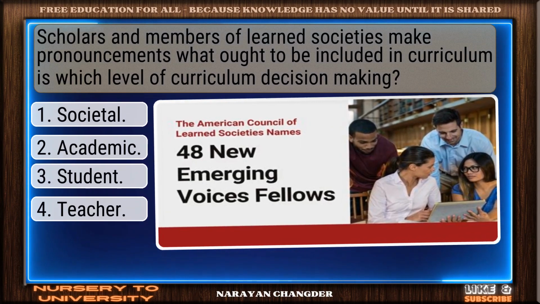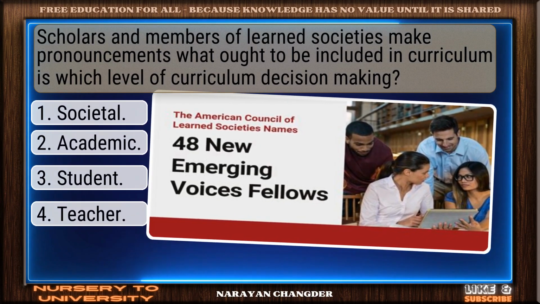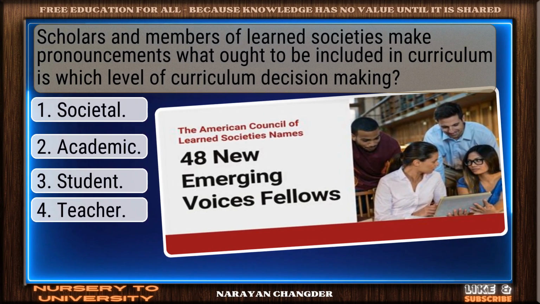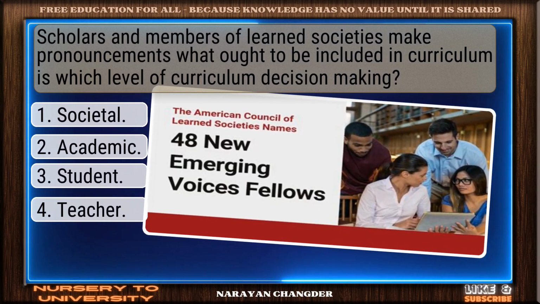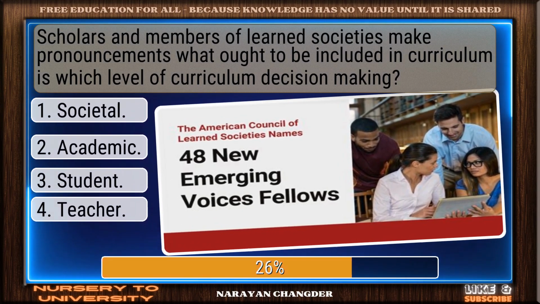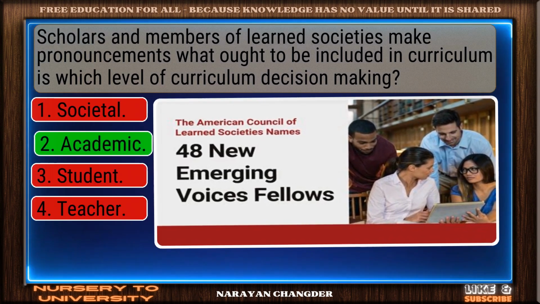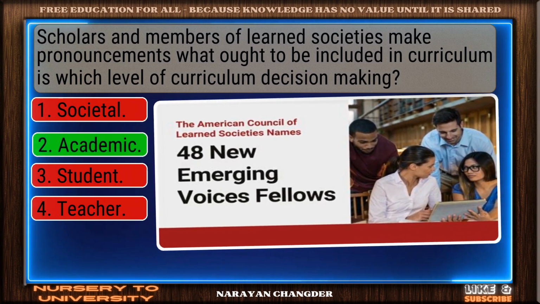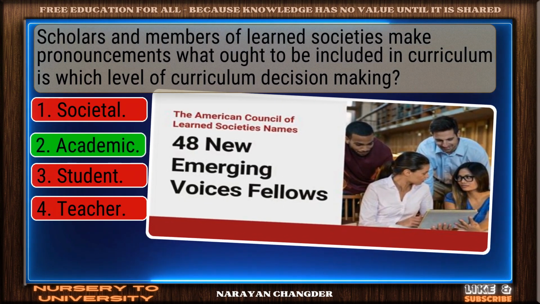Scholars and members of learned societies make pronouncements. What ought to be included in curriculum is which level of curriculum decision-making? Right choice. Academic is the best answer.